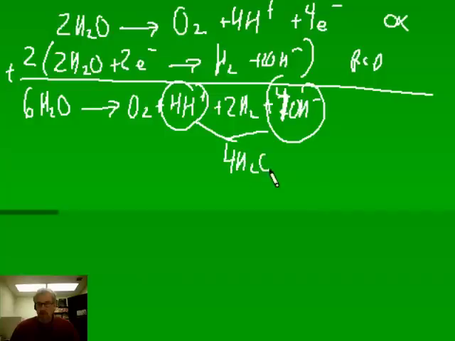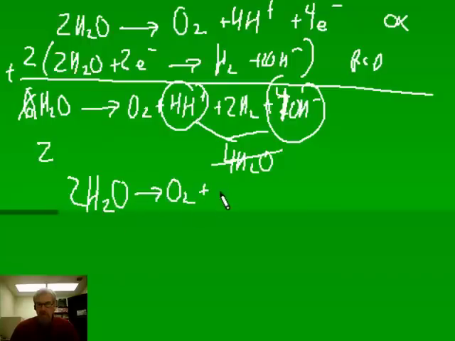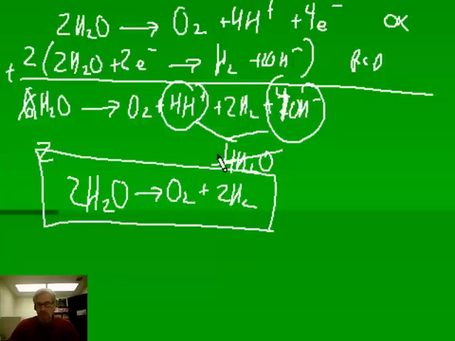So if we take 4H2O from both sides, we end up with 2H2O on the left, and that gives us this overall reaction. 2H2O decomposes to O2 and 2H2. And that's what you'd expect for a decomposition of water. However, if you do this without the KNO3 present, just put pure water and try to pass electricity through it, this reaction will not occur.